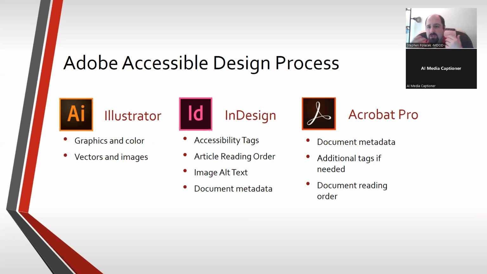Then finally, when we've exported that PDF in Acrobat Pro, we're able to finalize that document metadata, like the title, the description, and add any additional tags if needed. Double check that reading order, making sure it's reading properly, because sometimes things don't always translate correctly, like that heading in the example I just showed you, and be able to touch those up and finalize things before we fully publish it.